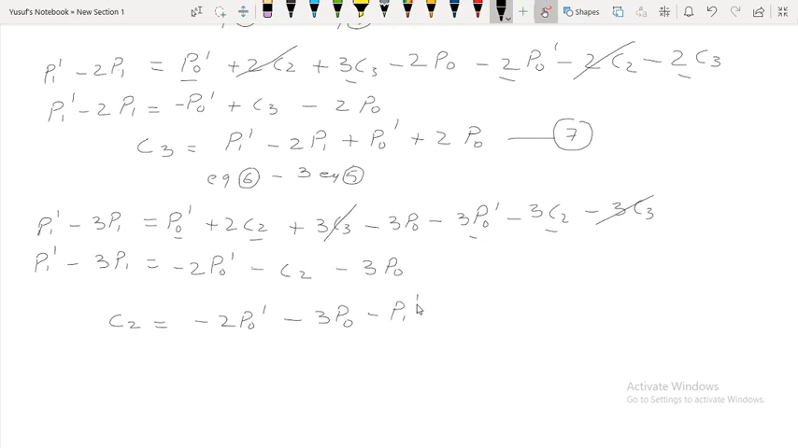minus P1 dash plus 3P1. Okay. So C2 will be equal to minus 2P0 dash, minus 3P0, minus P1 dash plus 3P1. Equation number 8. It is the coefficient C2, C3 we have calculated.